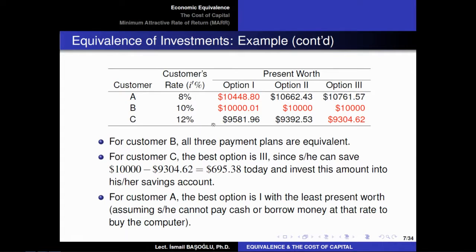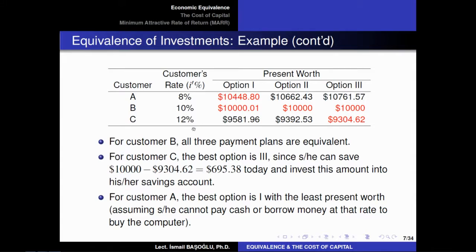Under a 12% interest rate, option 1 will have the present worth equal to $9,581 approximately. Option 2 would have $9,392, and option 3 will have $9,304 approximately. You see, under the 8% interest rate, the smallest present value or present worth is obtained by option 1.